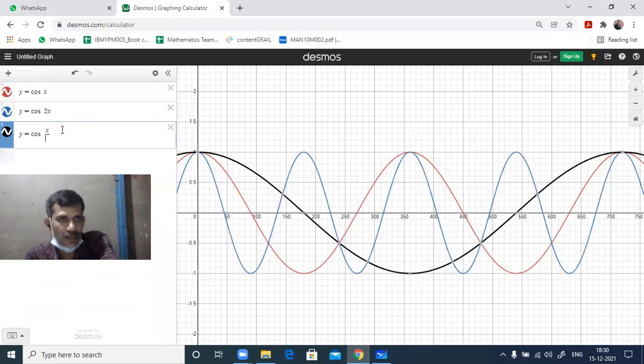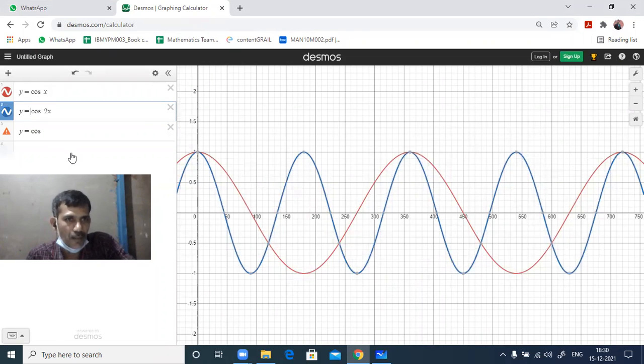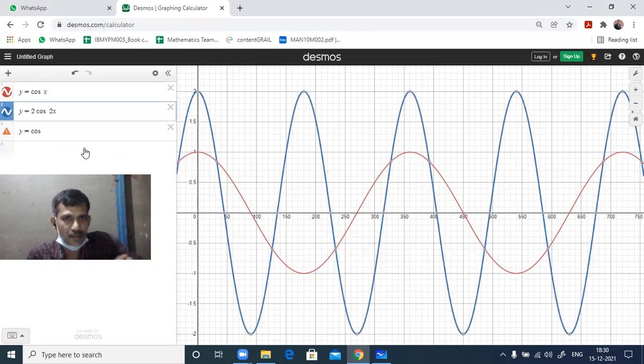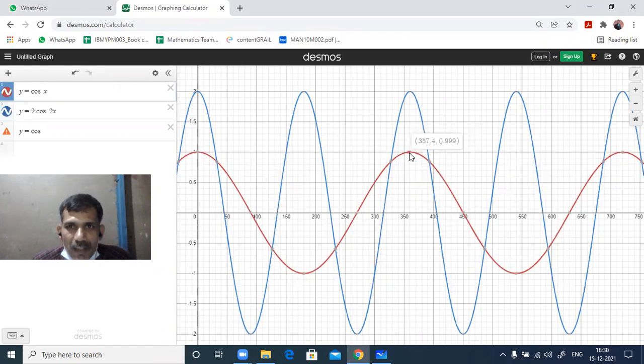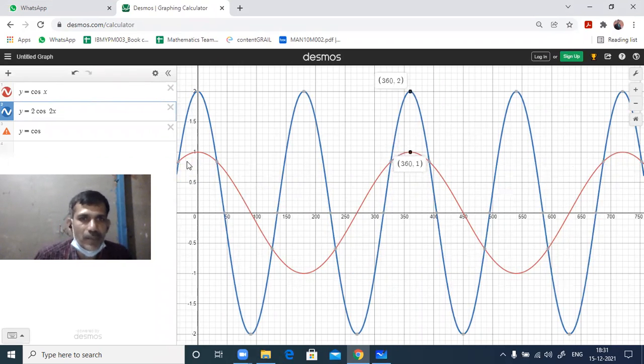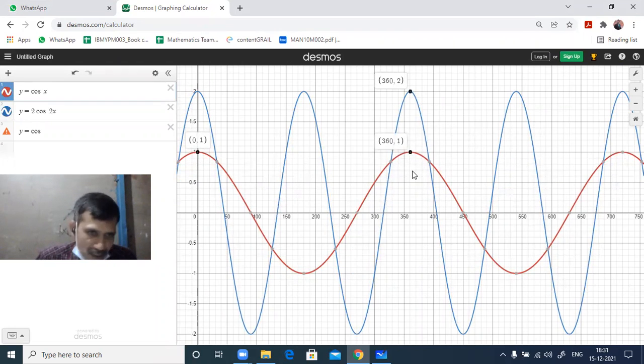This we don't want. There we are multiplying with 2. See, if you multiply with a constant, the amplitude increased. Earlier the amplitude was 1. Now it is 2. The amplitude increased, and the period also changed. Earlier the period was 360 degrees, 2 pi.